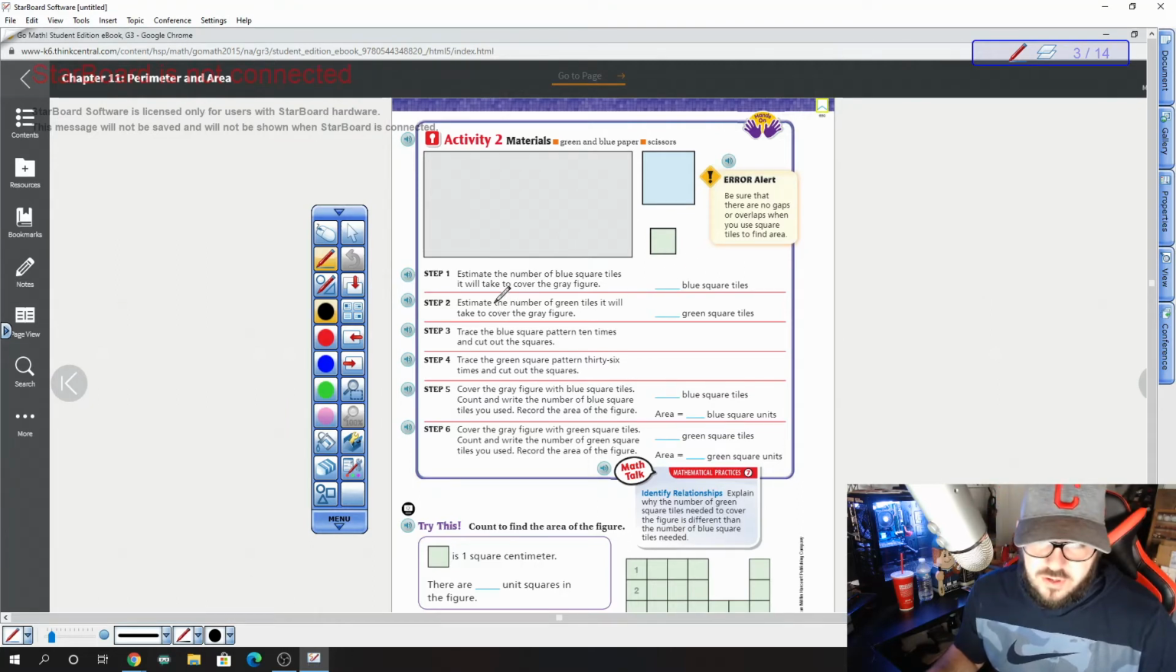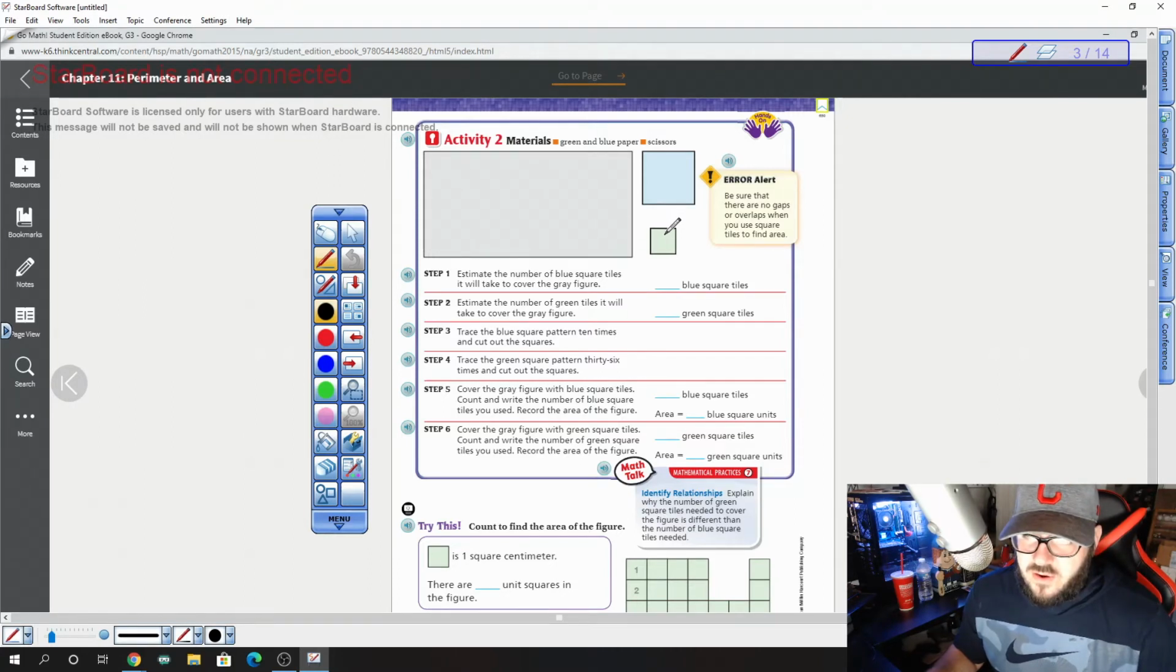Step 2, estimate the number of green tiles. So these are technically green, although on my screen on the left they look a little bit gray, but on this screen on my right it does look green. Okay, so how many of these will take to cover this figure?